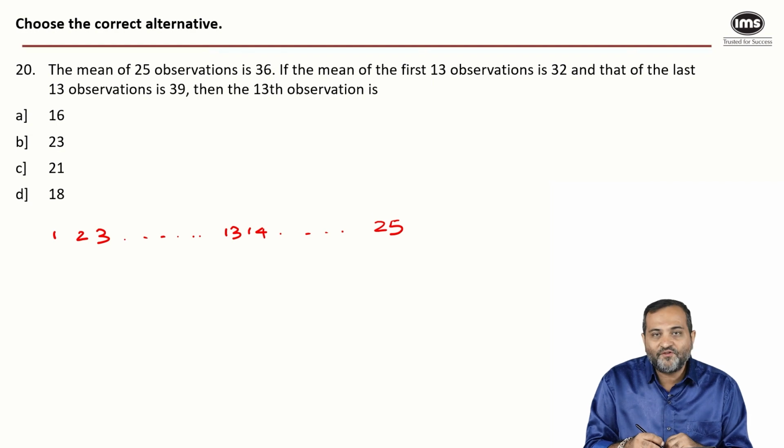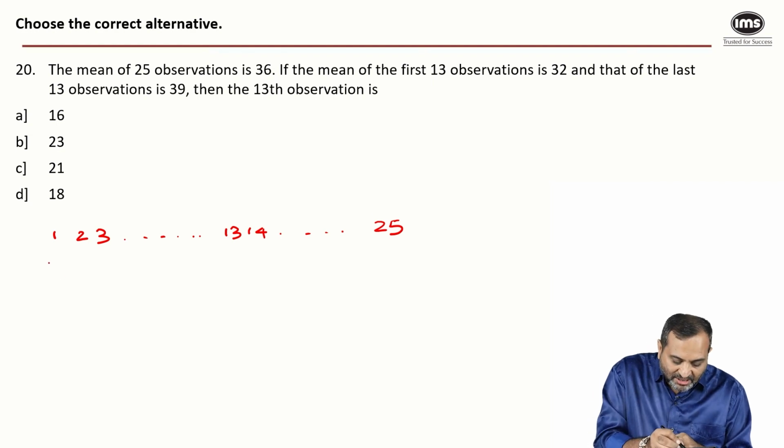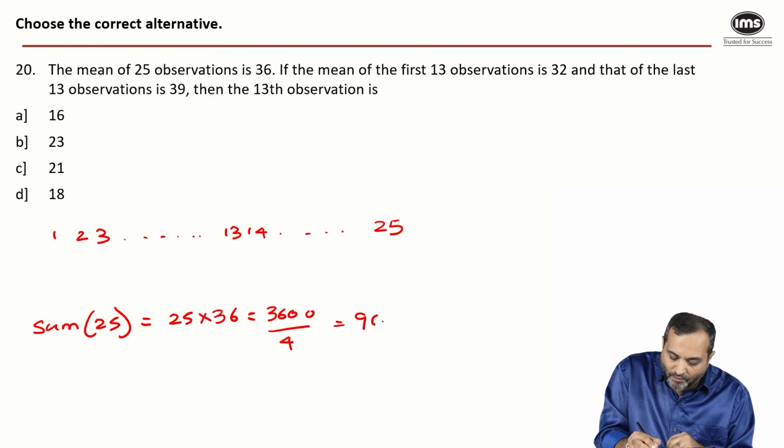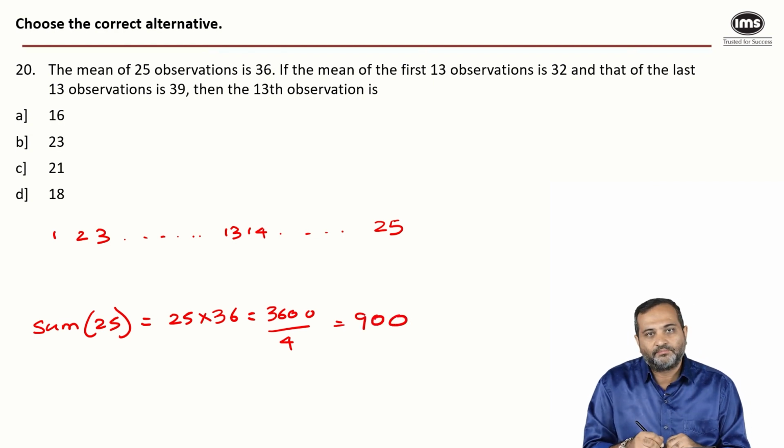The mean of 25 observations is 36. That means the sum of all these 25 numbers is 25 into 36. What is 25 into 36? 3600 upon 4. So the sum of all the numbers is 900.